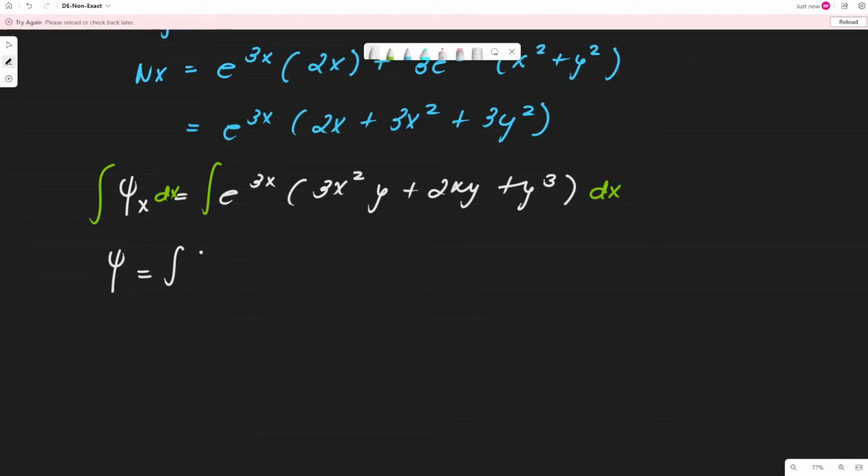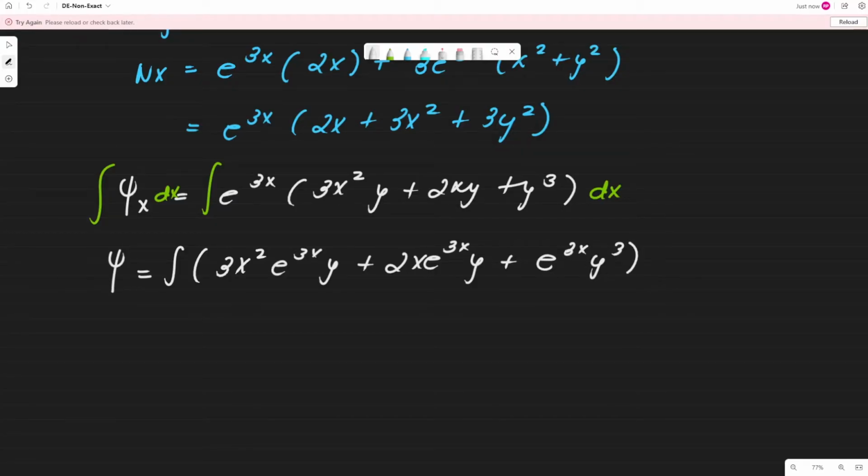So, we have the integral of 3x squared e raised to 3xy plus 2x e raised to 3xy plus e raised to 3xy cube dx. Eto walang problema kasi 'di ba y cube is just a constant. So pwede na natin siyang ilabas agad, then we'll get the antiderivative of e raised to 3x dx that is equal to 1 over 3 e raised to 3x, 'di ba? So basically that's our antiderivative for this term.